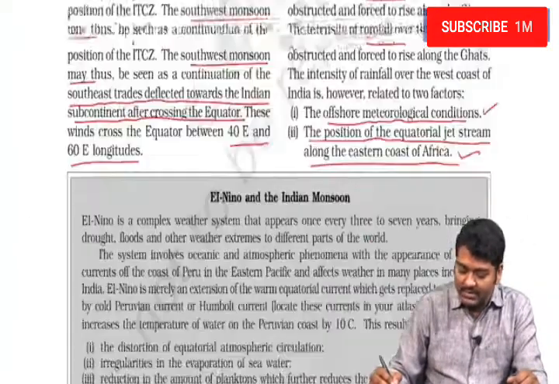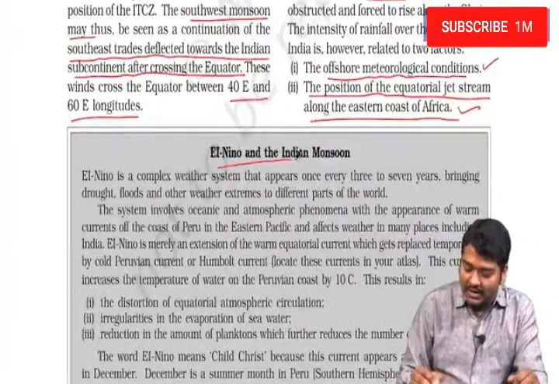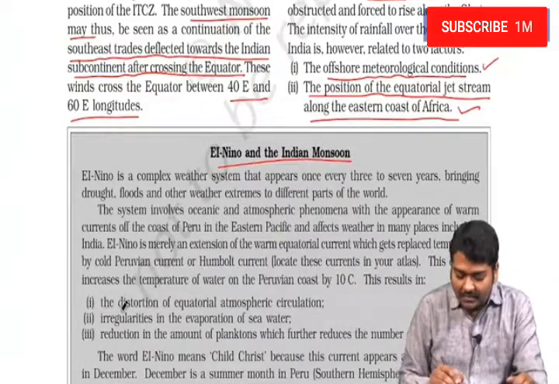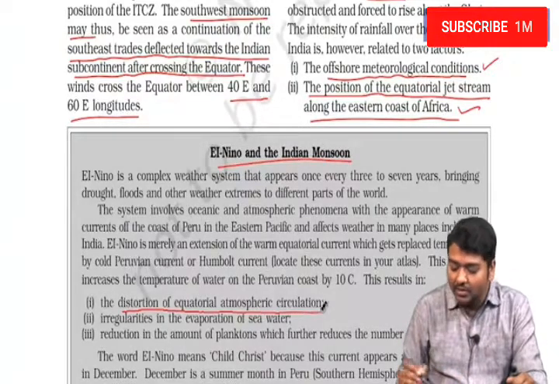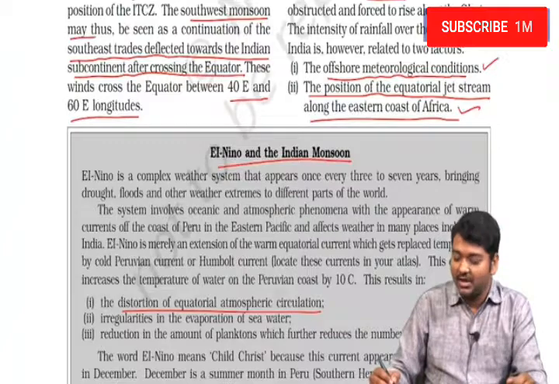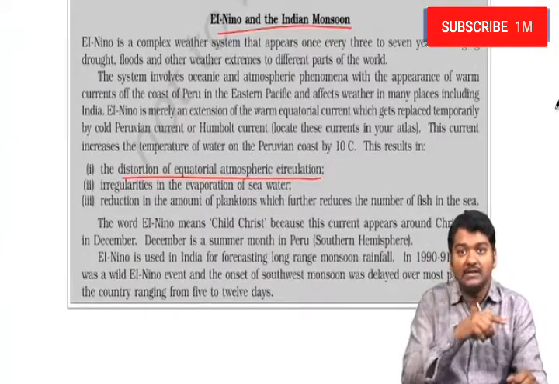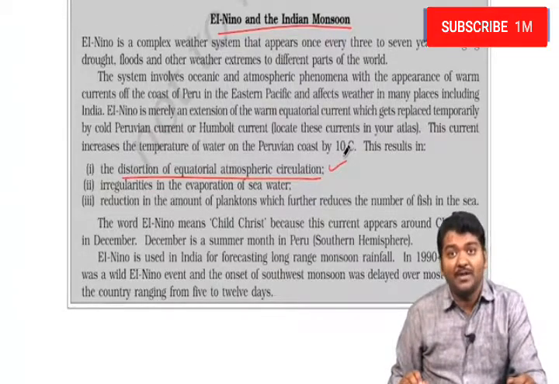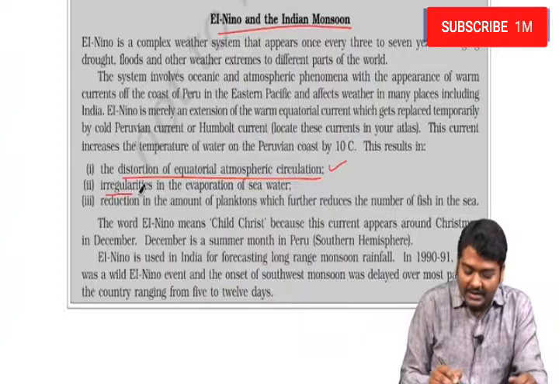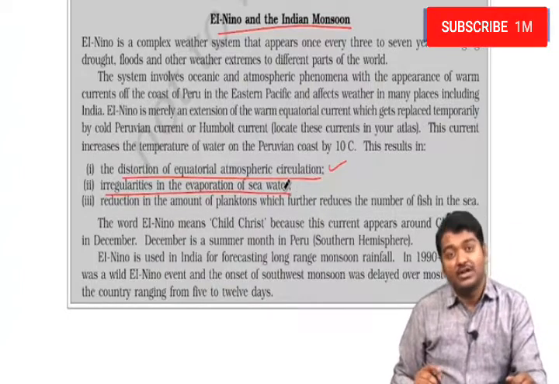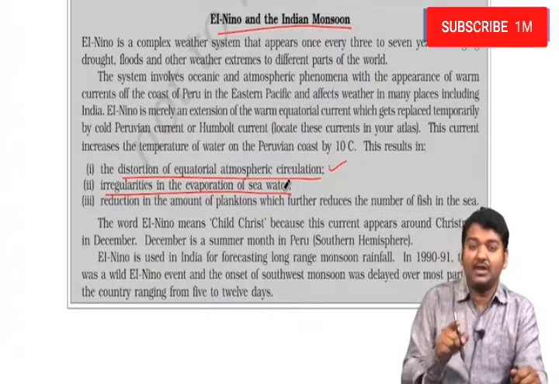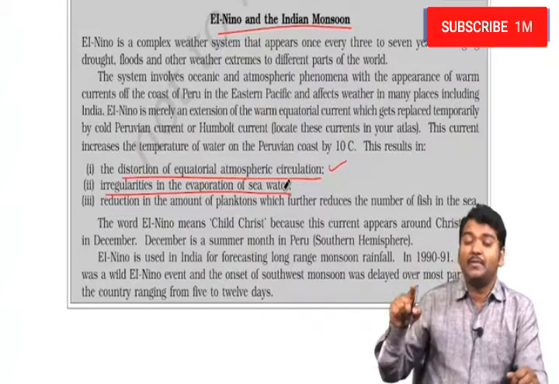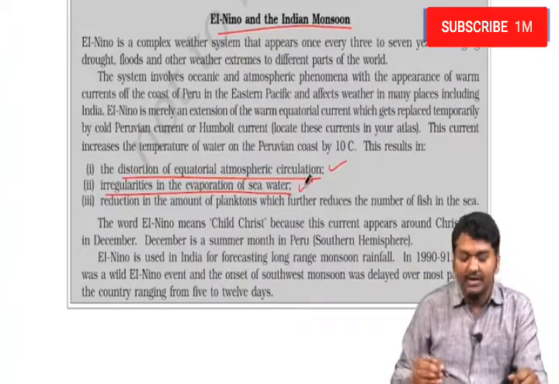Can you observe this? El Nino and the Indian monsoon. What happens? There will be distortion of the equatorial atmospheric circulation. Did I show you the two important circles? That is, the circulation will be affected. Walker's circulation will be affected. There are irregularities in the evaporation of the seawater. I showed you first it was near Australia, but during an El Nino year it will be near Peru. This will actually create trouble.